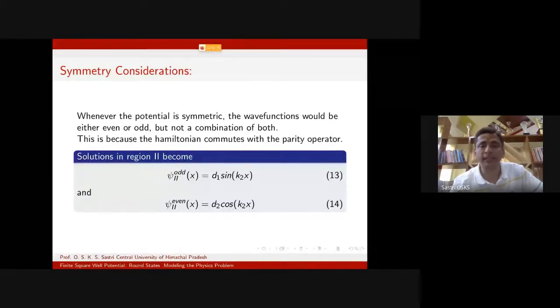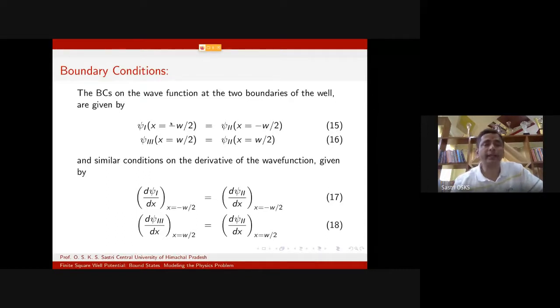So this is something that I wanted to emphasize, and that's why I took up this analytical part. The boundary conditions on the wave function at the two boundaries of the well are psi1 at x equal to minus w by 2 should be equal to psi2 at x equal to minus w by 2. Psi3 will be on the other side, so at x equal to plus w by 2 it should be equal to psi2 at x equal to w by 2. And similarly, we should also have conditions on the first derivative.